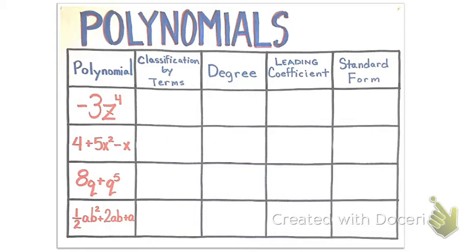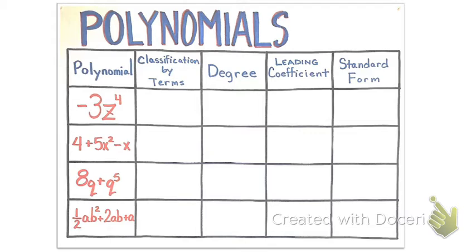By the time we are finished filling in the table, you should know the words polynomial, monomial, binomial, trinomial, and you should know how to find the degree of a polynomial. You should know what writing a polynomial in standard form means, and you should be able to identify the leading coefficient of the polynomial.